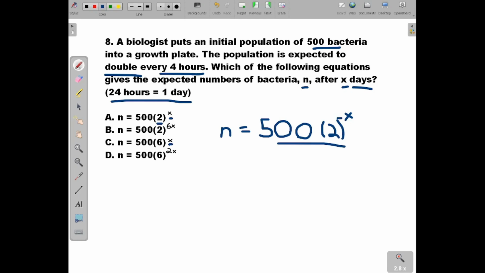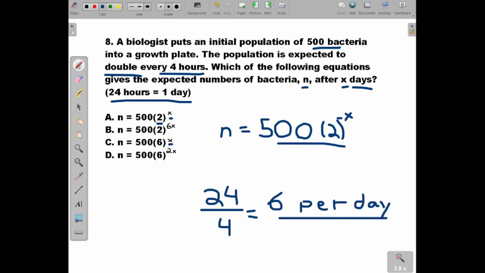And we know that the population doubles every 4 hours, and 24 hours is 1 day. So we divide 24 by 4. This will be the number of times per day the population doubles. So 24 divided by 4 is 6. That means that the population doubles 6 times per day.